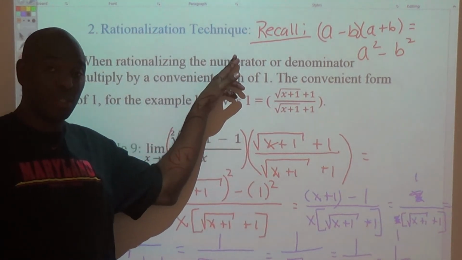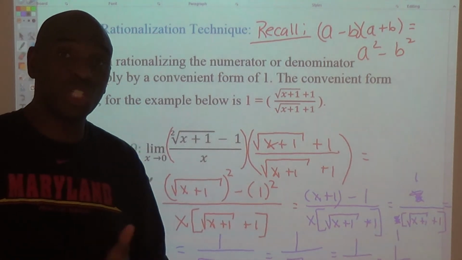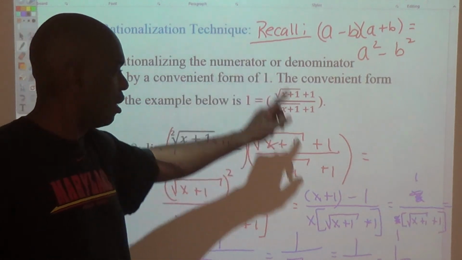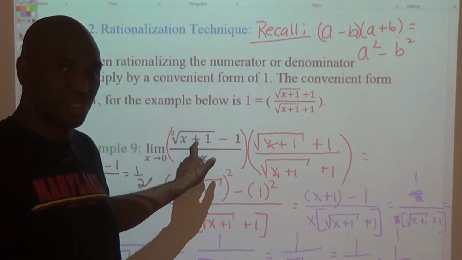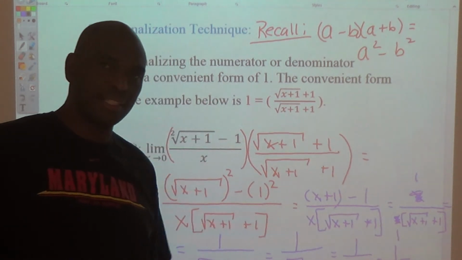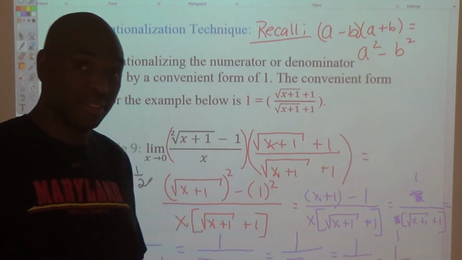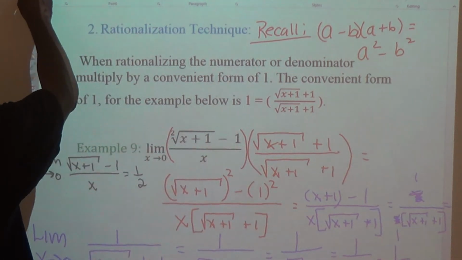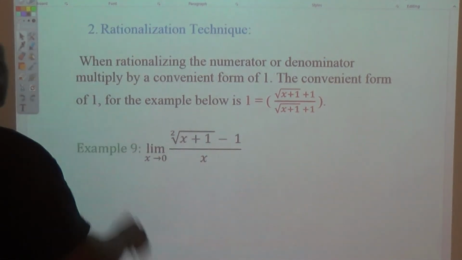Rationalization technique. Sometimes direct substitution doesn't work and you have to do what? Rationalize. How do you know when to do that? Look for the radical. Look for the radical symbol. And you say, oh, I've got to rationalize. Yay, such fun, right? All right. Let's move on.